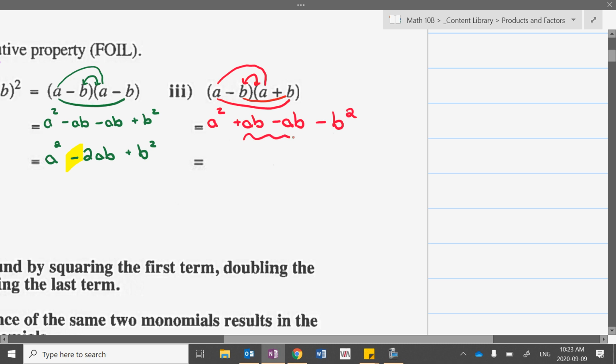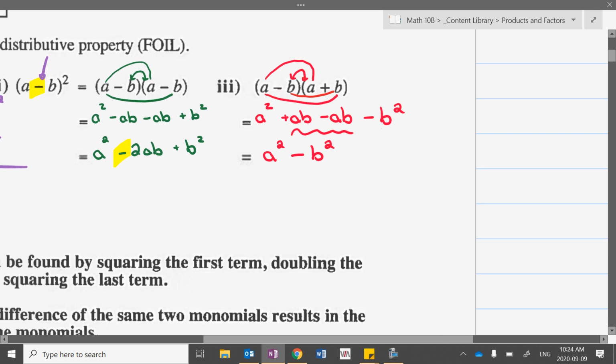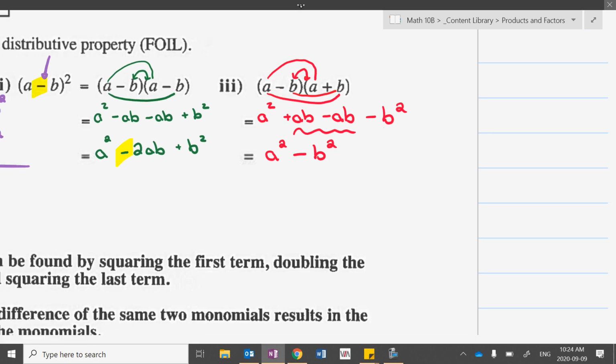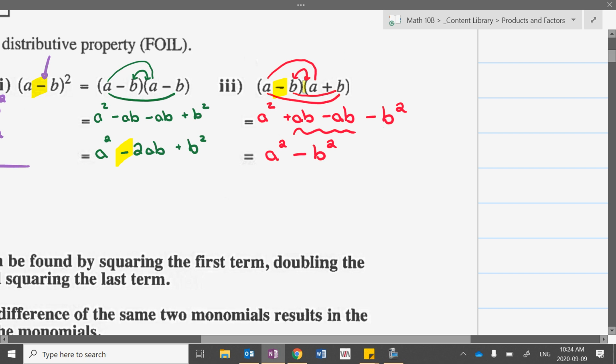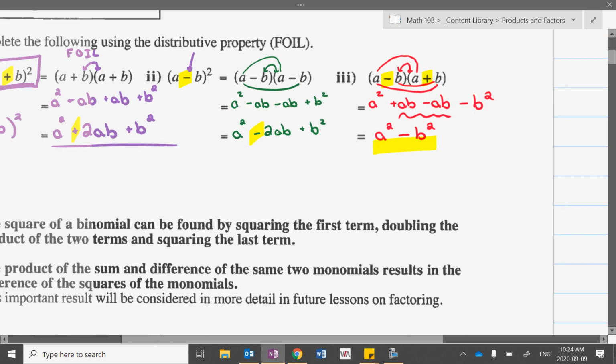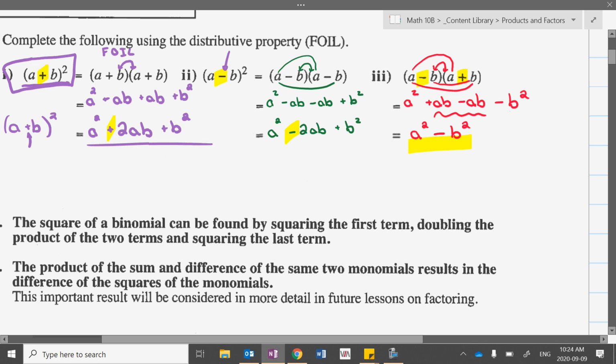These inside two, my ab's, I have a positive one and a negative one, they cancel out. So in this one, my final answer ends up just being that. So quite a big difference really when I go to this last example here. Our answer changes quite a bit, but it's a very subtle change in the question. Does that make sense?